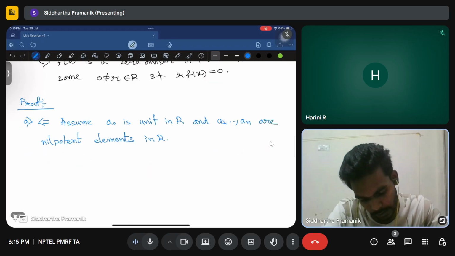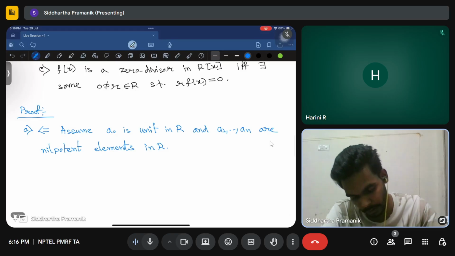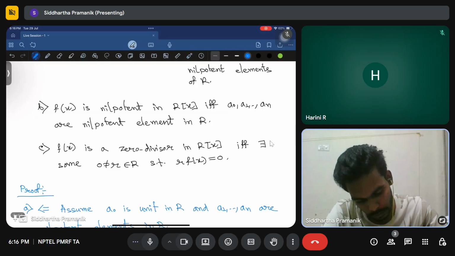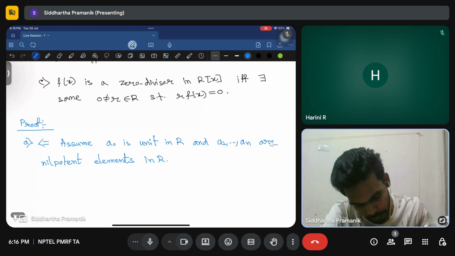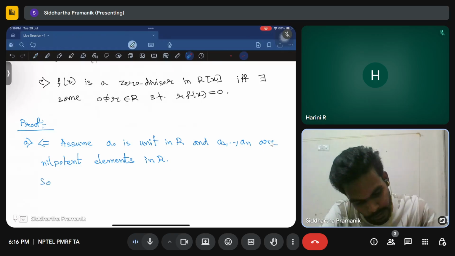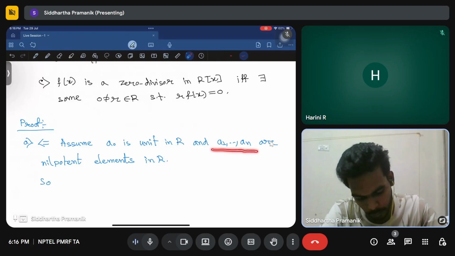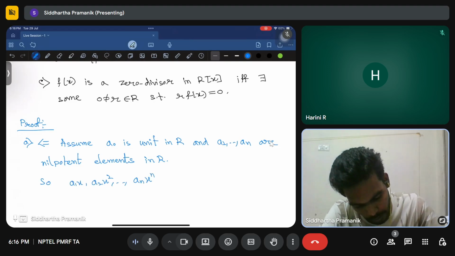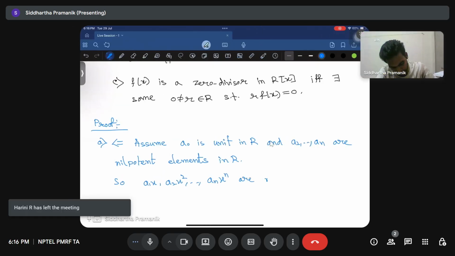So using this, we need to prove that this polynomial f(x) is a unit. Okay, so now, since a1 up to an are nilpotent, we can say a1x, a2x^2, up to an x^n are nilpotent elements.